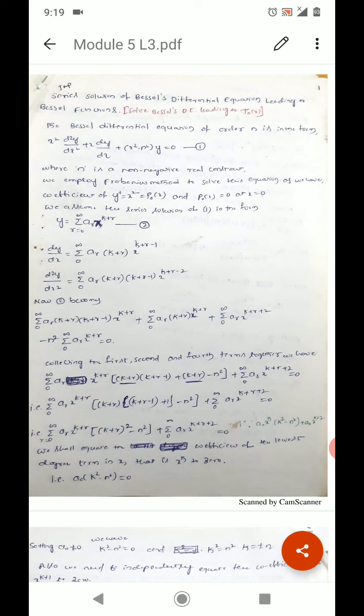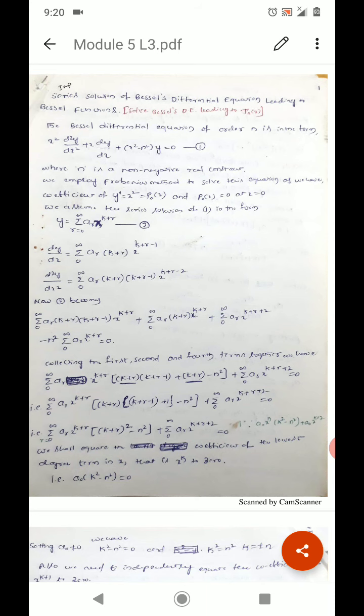The standard form of Bessel differential equation of order n is given by x square into d square y by dx square plus x into dy by dx plus (x square minus n square) y equal to 0. So that is equation 1, where n is a non-negative real constant.